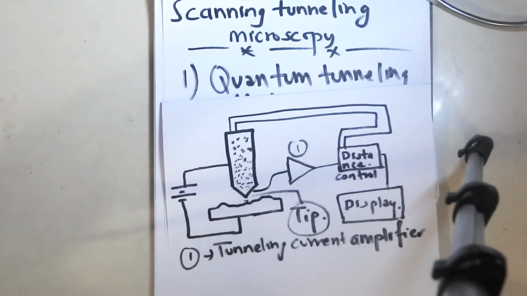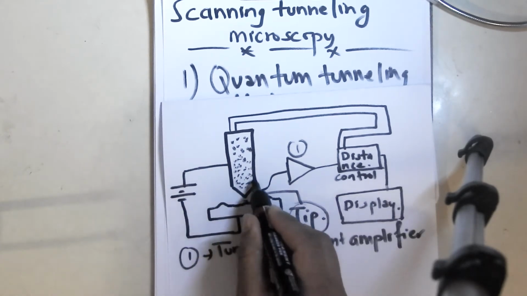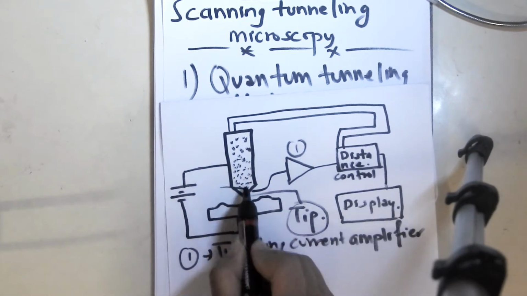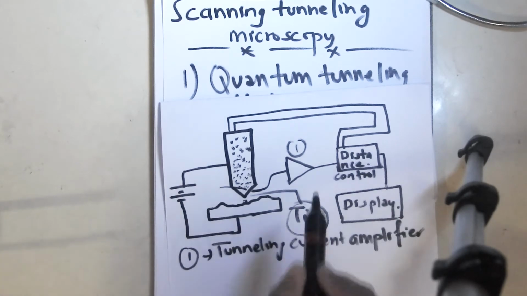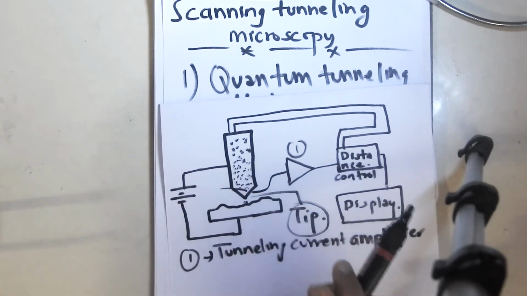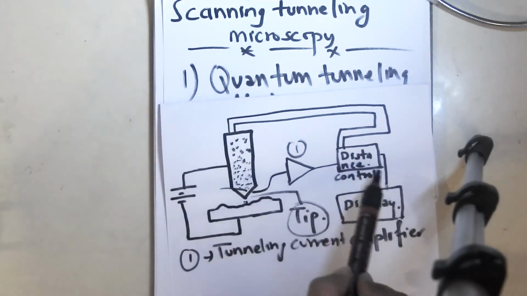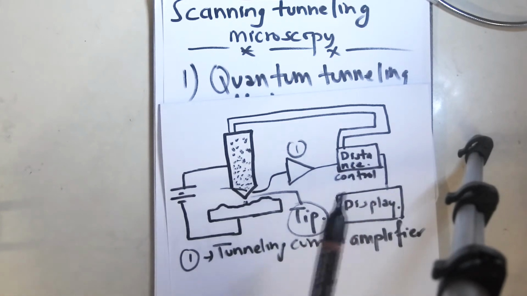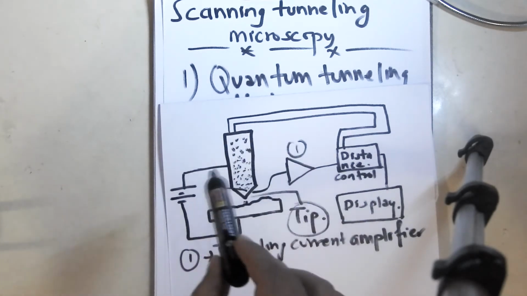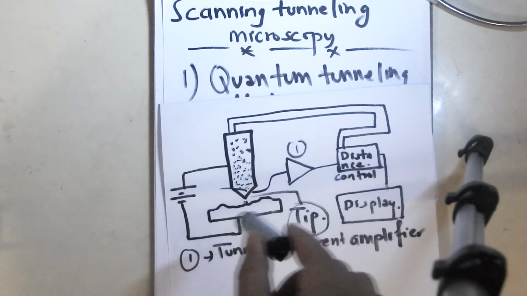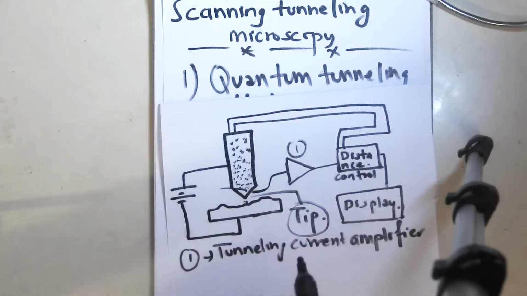Basic components of a scanning tunneling microscope are the metal tip, which is usually tungsten. This one is the metal tip, and we have current amplifiers to amplify the small tunneling current. We have a distance control unit that controls the distance that this metal tip moves above the surface. Scanning tunneling microscopy helps in determining the surface structures of conductor samples.